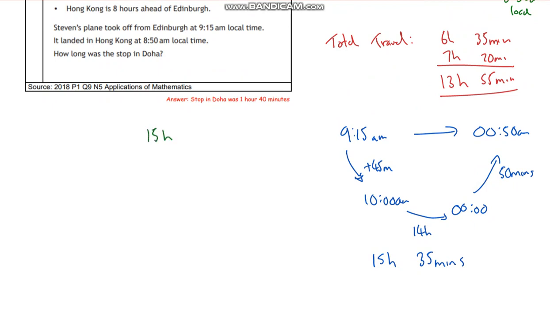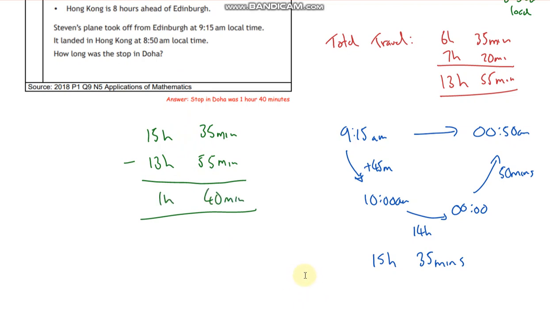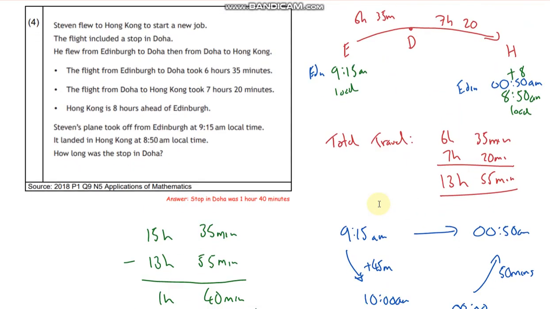So 15 hours and 35 minutes, take away 13 hours and 55 minutes. You can do this however you want. I kind of count up from here to here, but that's going to give me 1 hour and 40 minutes. So just take your time to count up, add 5 minutes, that gets you to 14 hours, and then you add on 1 hour 35. So 1 hour and 40 minutes is how long he was stopped for. So not as bad as the other one, but still there's a wee bit in it.